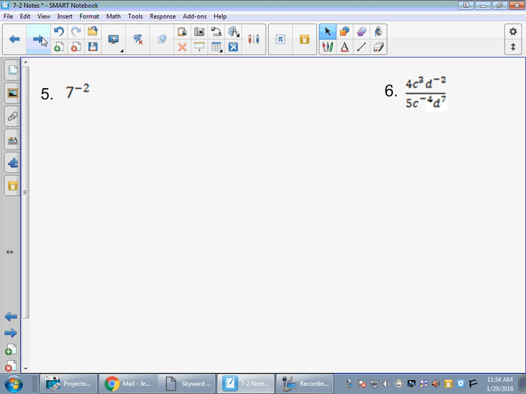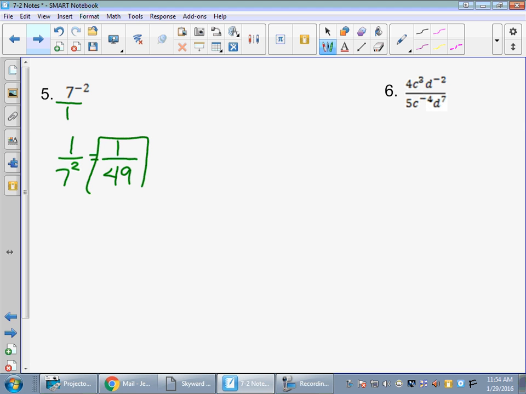Number 5, I have a whole number 7 raised to the -2nd power. Remember, every whole number is over 1. And so when I flip it, it becomes 1 over 7 squared. I flip it, the 1 goes on top, and then the squared becomes positive. And so that's 1 over 7 squared, which is 1 over 49. Really no other way to do that. I guess I could show 7 times 7.